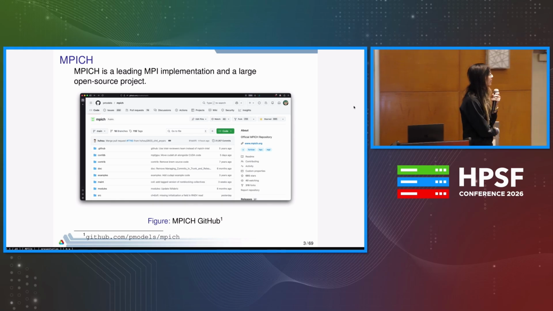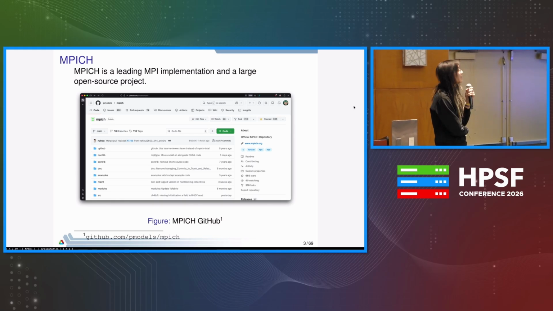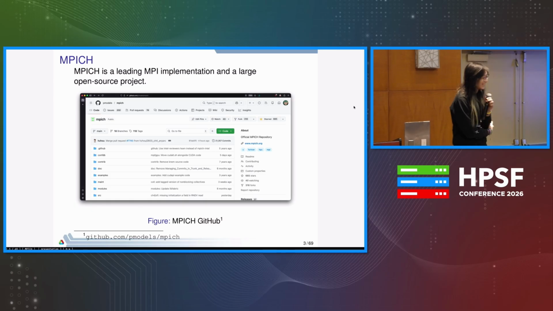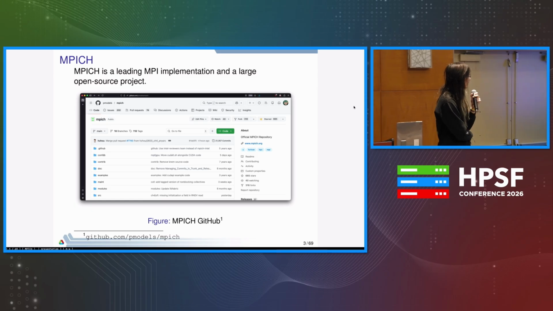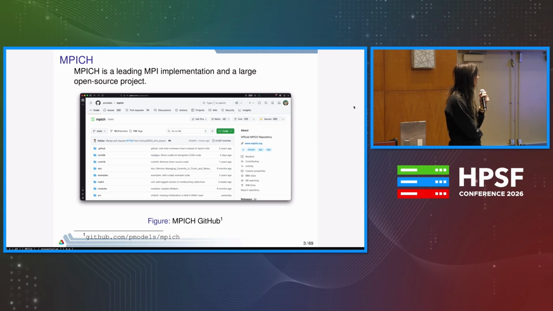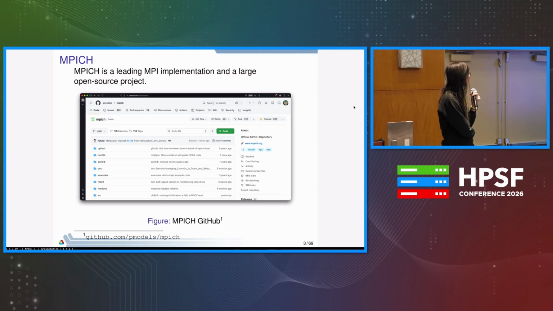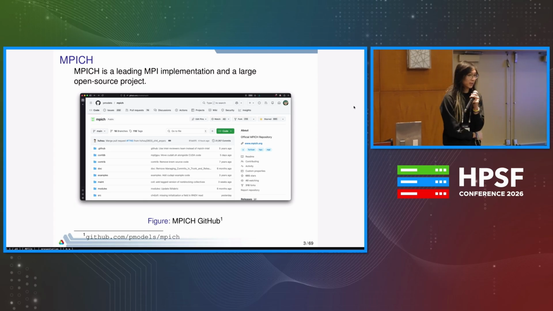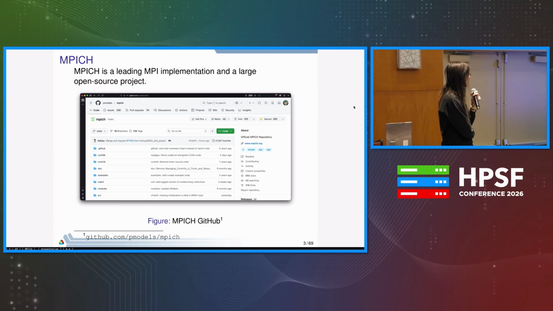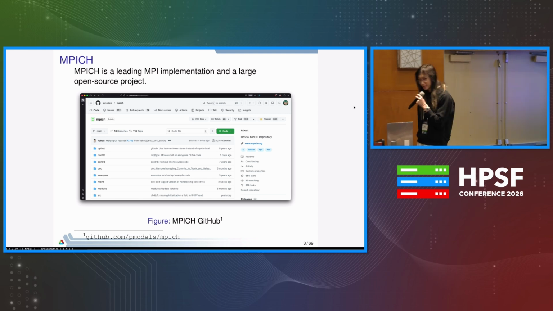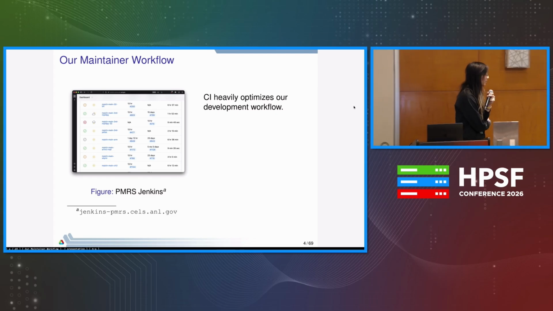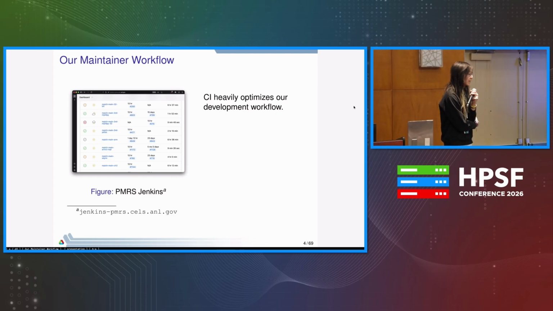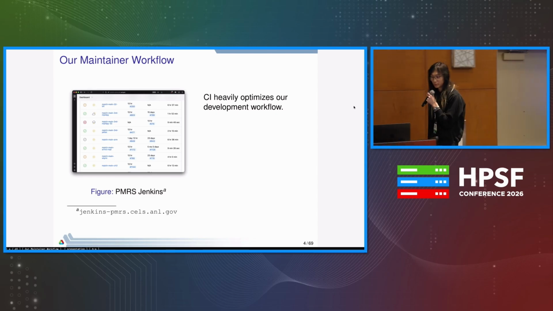For those who don't know, MPICH is a leading MPI implementation. DOE and Argonne invest a significant amount of manpower to develop this, and our hardware vendors also spend a significant amount of effort to put their contributions into MPICH. Conversely, it's a very large open source project, and we receive a lot of contributions that we have to work through on a daily basis. But we're a small team, so we really rely on having CI in our developer workflow to optimize away the tedious aspects of maintaining a large project.